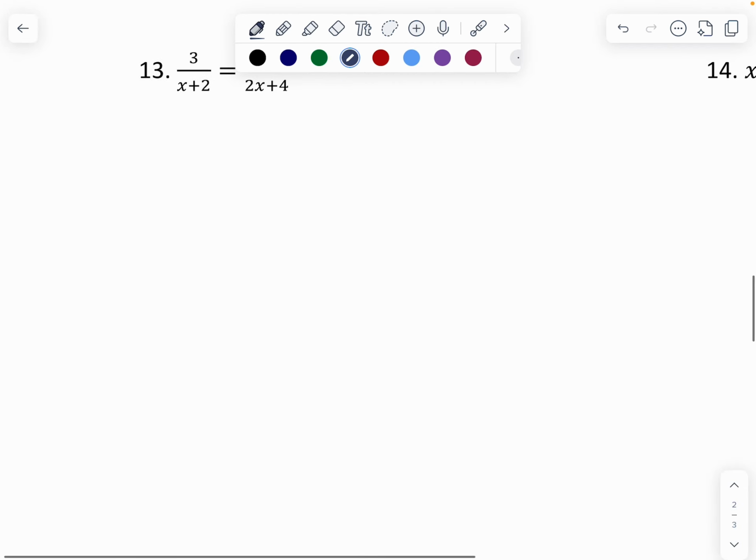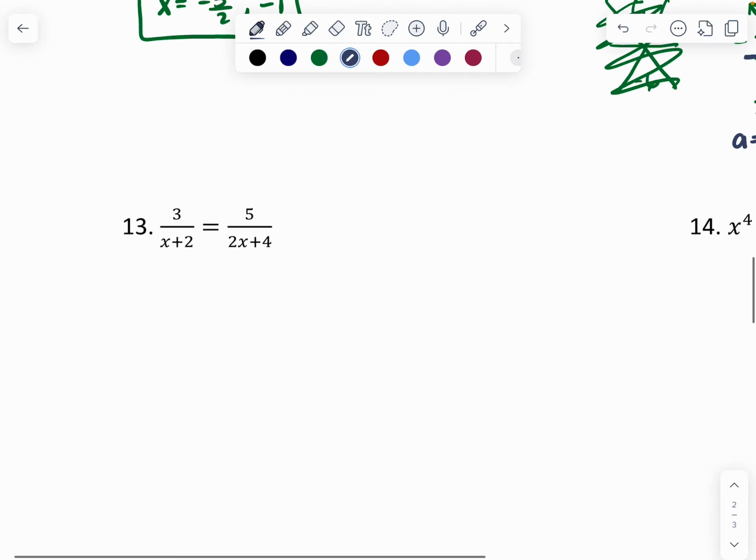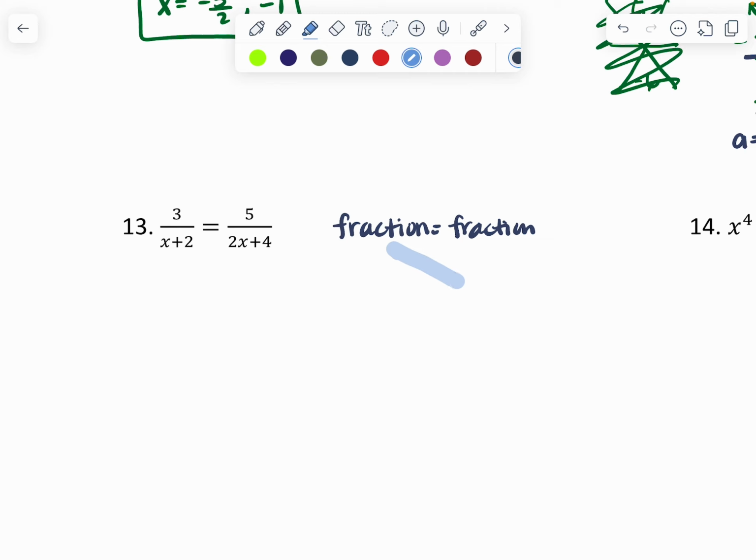Okay, do more. Okay, number 13. Ooh, what do you see? I see fraction equals fraction. So when you see that, what should we think? The easiest way to do that one is to just cross multiply, okay? So I'm going to multiply these two, I'm going to multiply these two. All right, so it's going to be 5 times x plus 2 equals 3 times 2x plus 4.